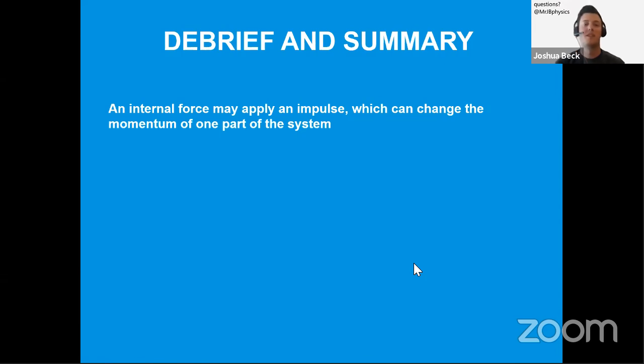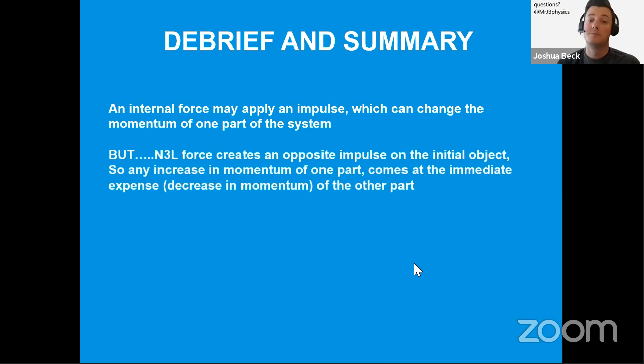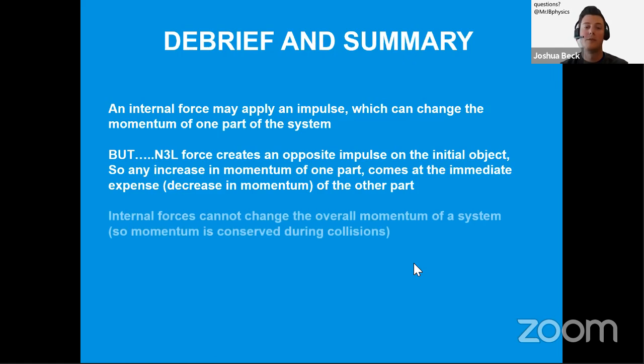So let's summarize here. If I have an internal force, it's a force coming between two objects within the system. It might apply an impulse that can change the momentum of one part of the system. But keep in mind, Newton's third law creates an equal and opposite force, so that creates an equal and opposite impulse. So any increase in momentum that one experiences will come at the immediate expense, or decrease in momentum, of the other one.